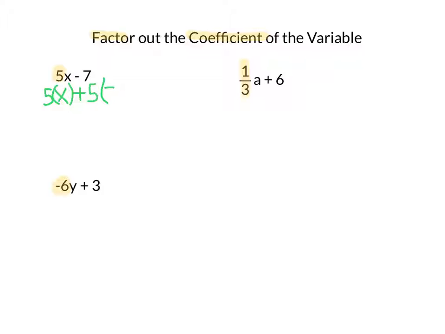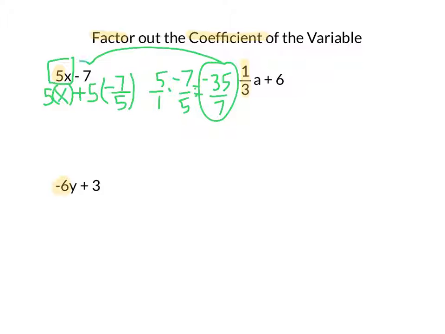Well, what I really did to this term to factor out the 5 is I divided it by 5. And that's the key. So I divide 7 by 5. And I go ahead and leave it as that fraction, 7/5. And if you multiplied that back out over here, 5 over 1 times negative 7/5 equals negative 35 over 5, and that equals negative 7, which is what we had just a minute ago.